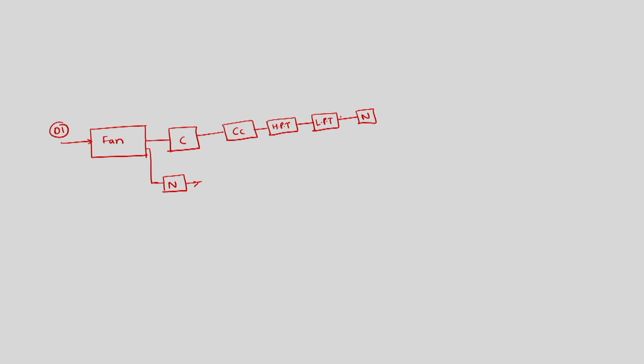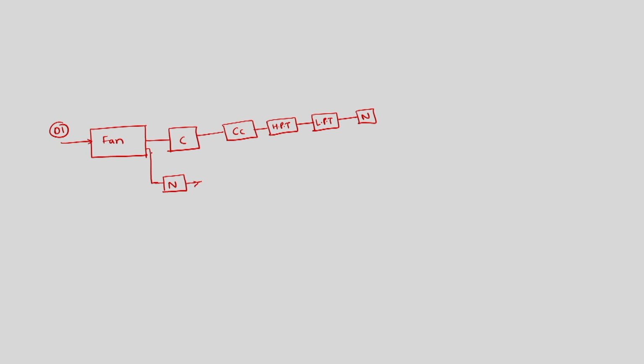We have the fan, then before the fan we have the atmospheric condition, station not 1, since it is also stagnant. Then there is the compressor. From the fan there is also one more thing, which is the nozzle, and then there is the exit. From the compressor, air goes to the combustion chamber. From the combustion chamber it goes to the high pressure turbine. After the high pressure turbine it goes to the low pressure turbine and then the hot nozzle.